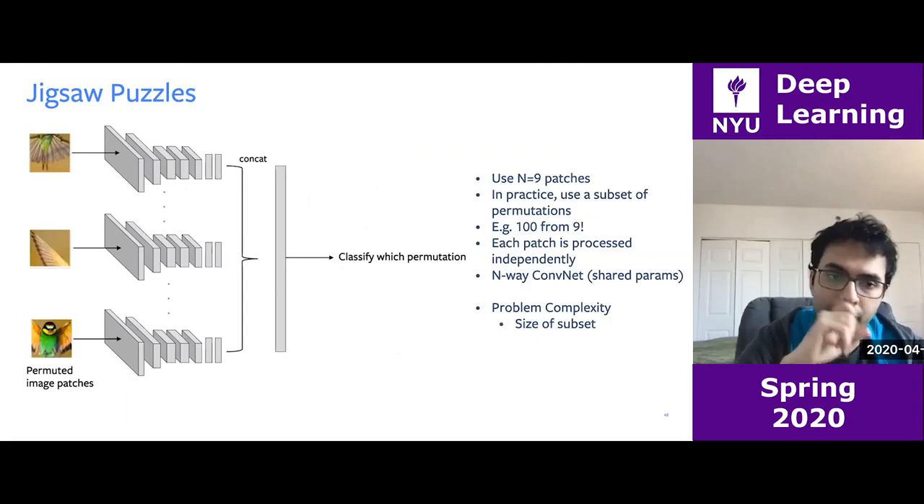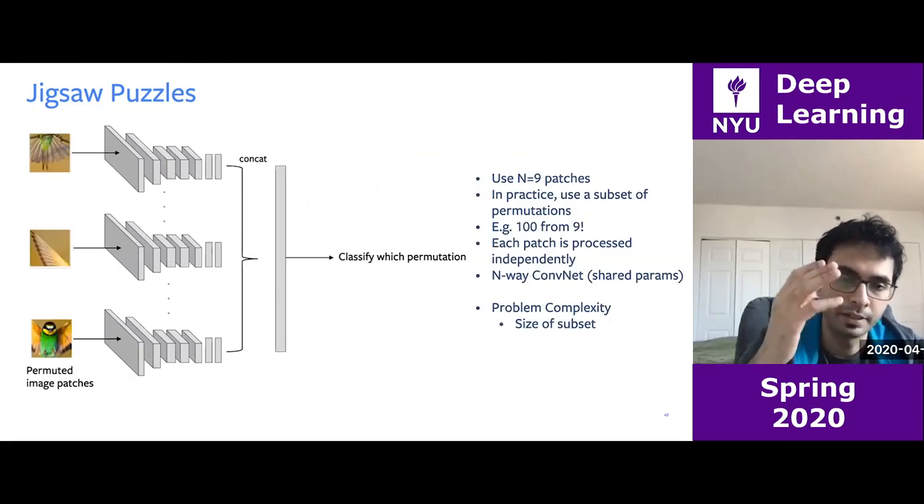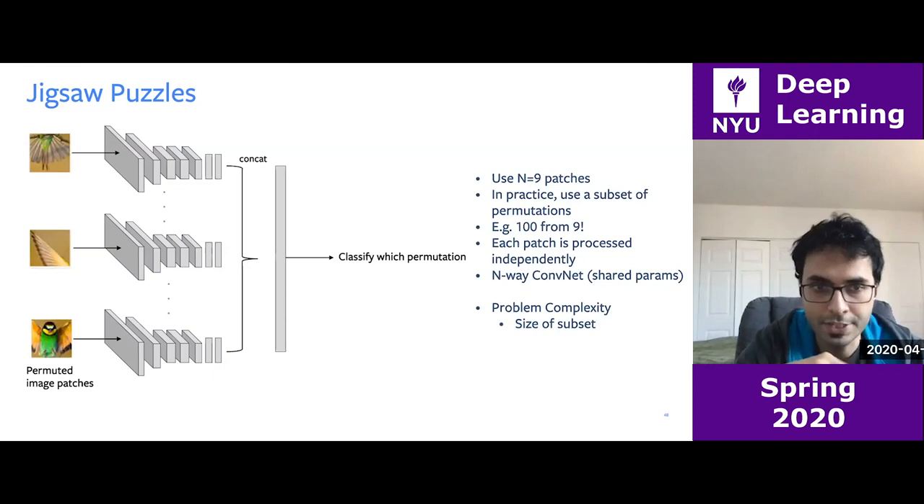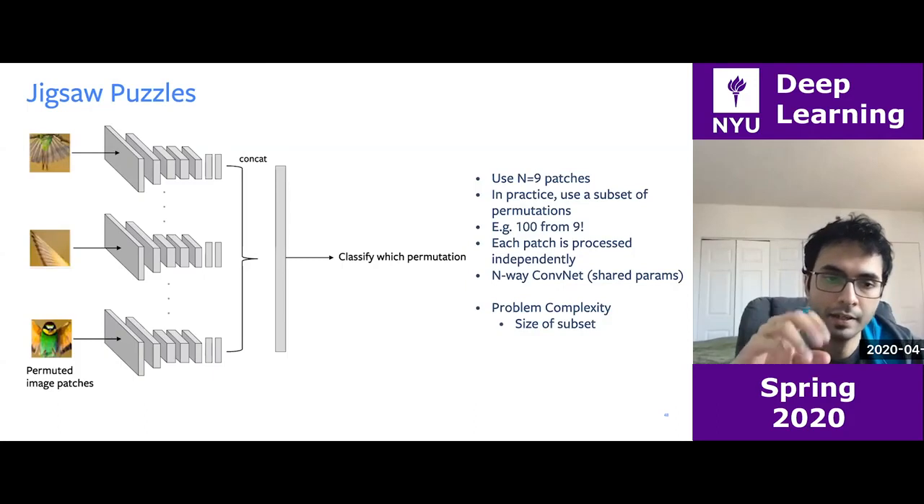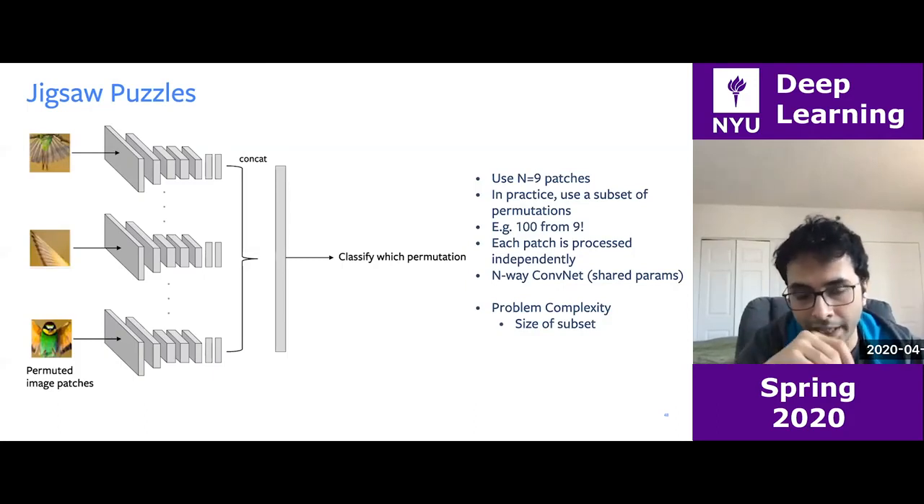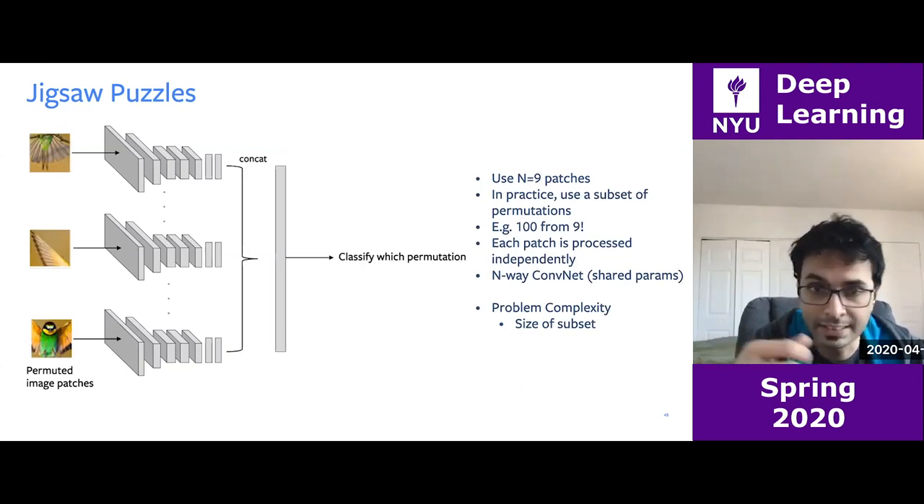All right. So the way you solve this problem is you take, say in this case, three patches. You feed forward each one of these patches independently. You concatenate their features, and then you classify which permutation was used to permute these input patches. Now, the authors used 9 patches to solve this problem, and that's going to be 9 factorial, which is like 360,000 permutations.